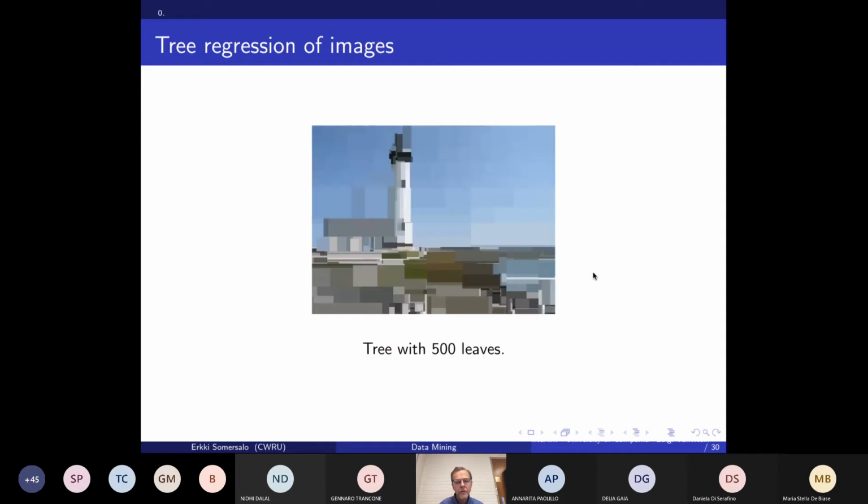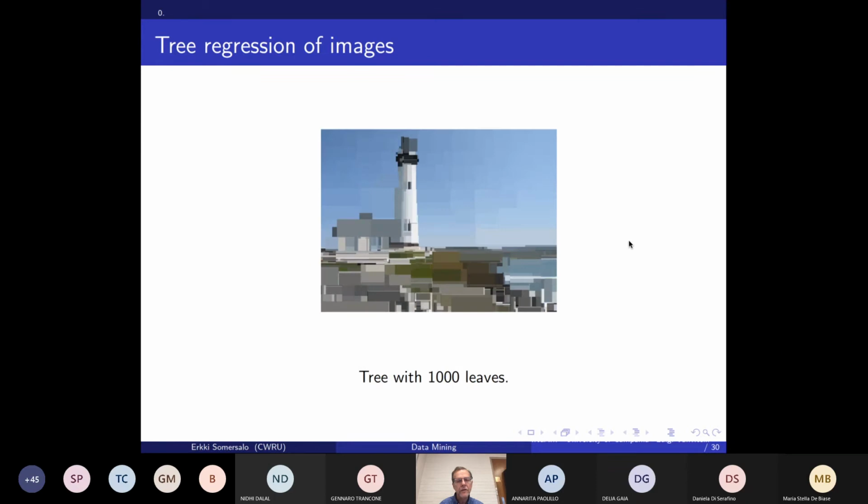And so when I go to 500 leaves, you start to see that, oh, there's a lighthouse probably, and there's some sort of building here. Then you go to 1,000 leaves, and you start to see the details of the house and the lighthouse. And here is 2,000 leaves. So remember what we started with. We had this awful black picture where I have only 0.15% of data available, and so you start to see what the image is. And here is 300 leaves.